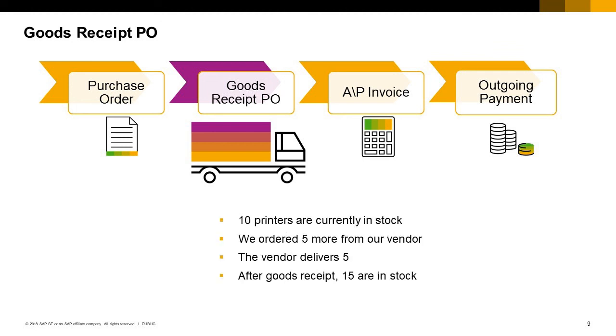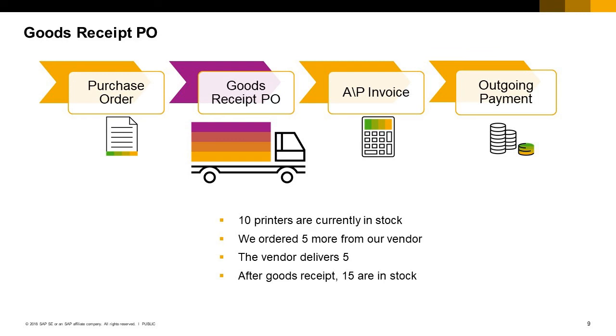Now let us look at the effect of the goods receipt PO in a business case. 10 printers are currently in stock. We ordered 5 more from our vendor. Our vendor has just delivered 5. After we enter the goods receipt PO, 15 are in stock.